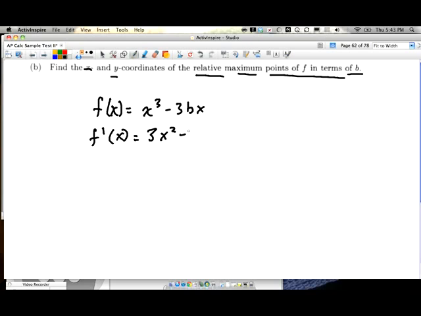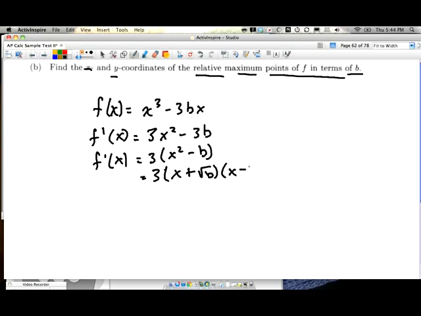This will give us 3x squared minus 3b. Following simple pattern rules, we can factor out a 3. Then we have x squared minus b. And if we were to factor that even more, this would be 3 times x plus the square root of b times x minus the square root of b. It's a difference of squares. If we set that equal to 0, this 3 isn't really going to change anything, but we find out that x equals either plus or minus square root of b.